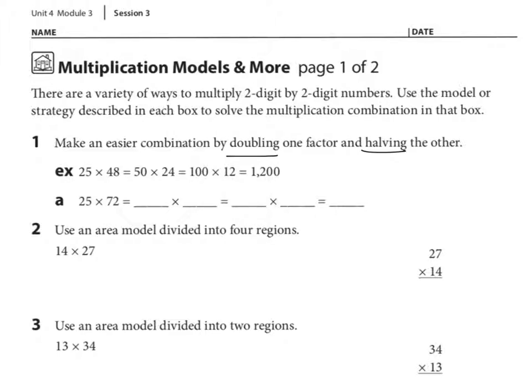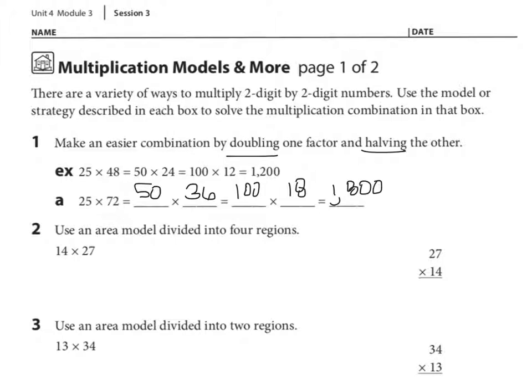25 times 72. We're going to double 25 to be 50. We're going to half 72, which is 36. And then we're going to do that again. Double 50 to come up to 100. Half 36 is 18. So 100 times 18 is 1,800.